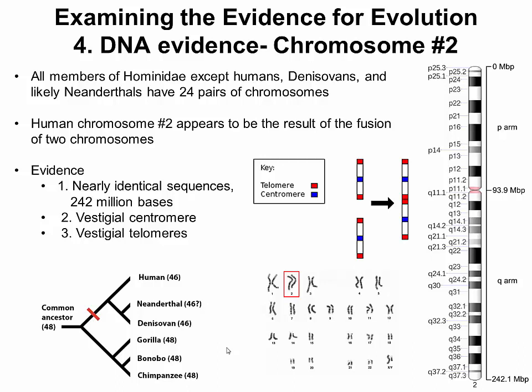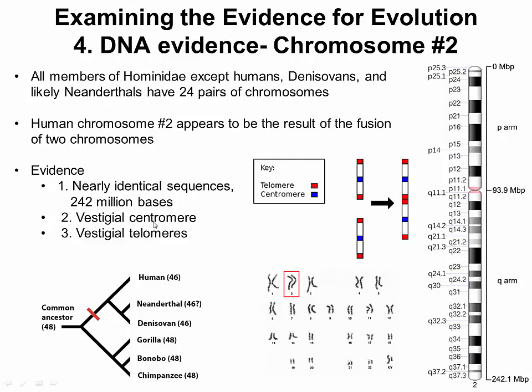How do we know that? Well, if we look at the right-hand side of our diagram, what we notice is this, that two separate chromosomes that are found in gorillas, bonobos, chimpanzees are exactly the same. And when we say exactly the same, we mean they're nearly identical in 242 million bases. Nearly 242 million bases are the same.